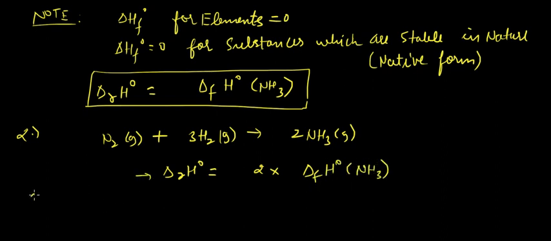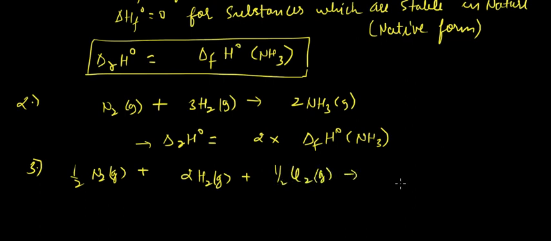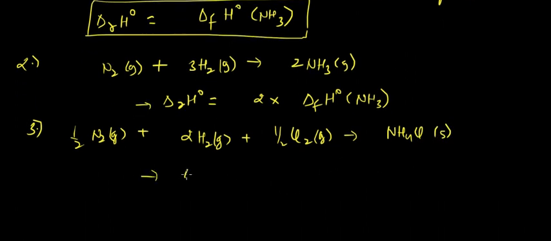Okay, let's take another example. We have 1/2 N2(g) reacting with 2 moles of H2(g) and 1/2 mole of Cl2(g) forming NH4Cl in solid state. So delta_r H naught for the reaction would be simply equal to delta_f H naught, which is the enthalpy of formation of NH4Cl.